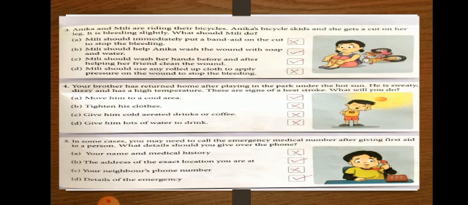First, that you have to do, move him to a cool area, not cold, cool area, normal temperature. Fifth situation, in some cases you may need to call the emergency medical number after giving the first aid to the person. Okay, so what details should you give over the phone? What are the things that you inform on the emergency number?